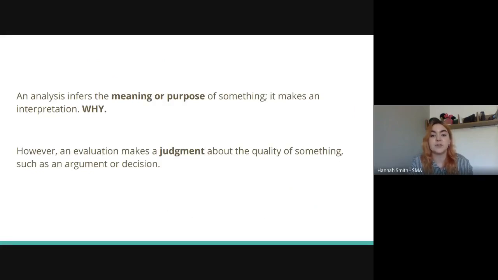An analysis infers the meaning or purpose of something. So you've got to tell me why. So if you see an analyse question, immediately you should be going, why?